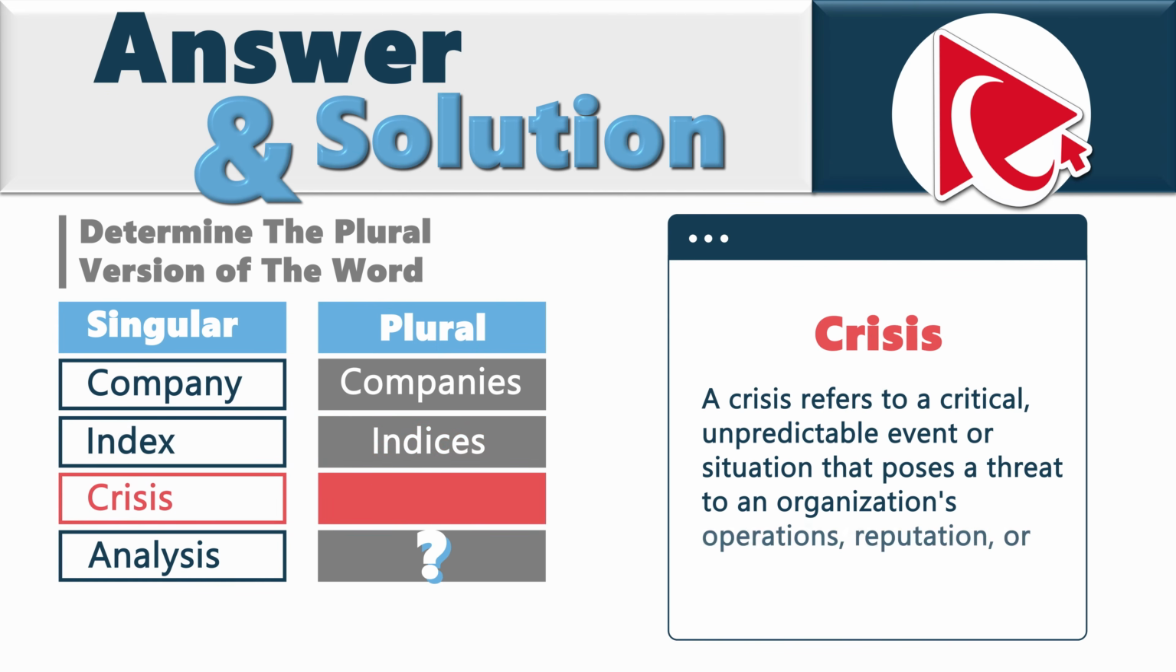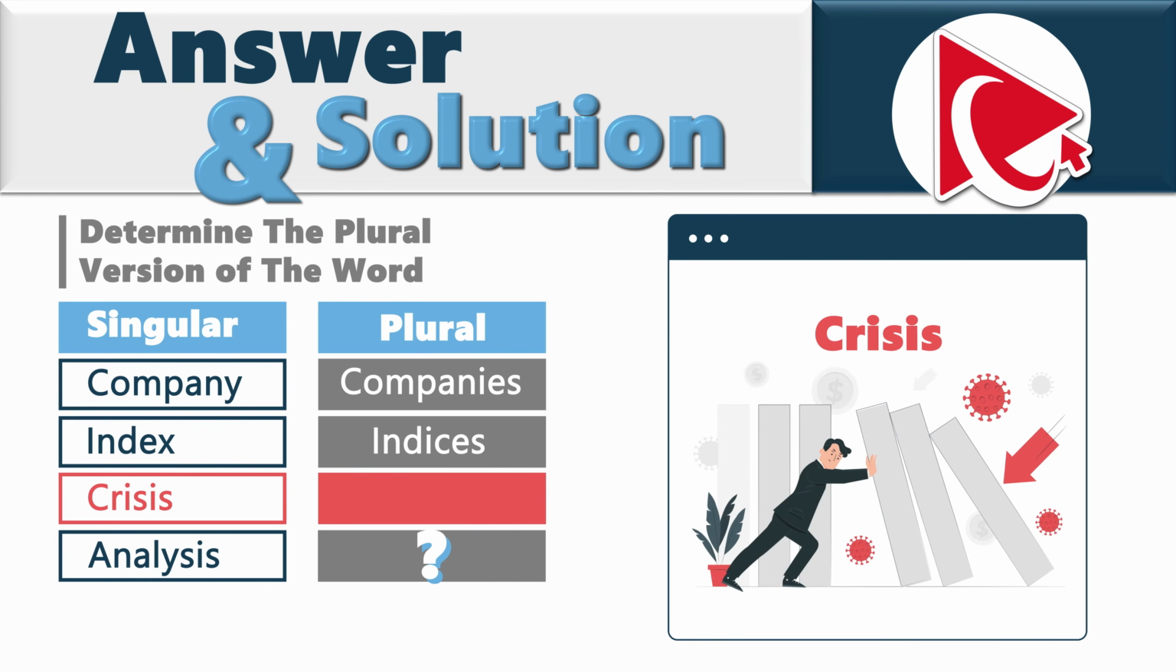A crisis refers to a critical, unpredictable event or situation that poses a threat to organization's operations, reputation, or overall well-being. The plural version for crisis is spelled as C-R-I-S-E-S and is pronounced as crises.